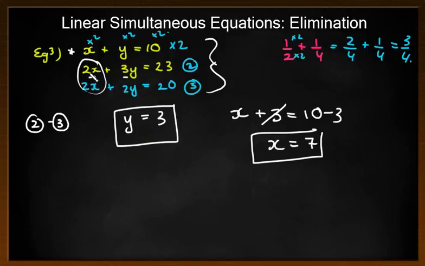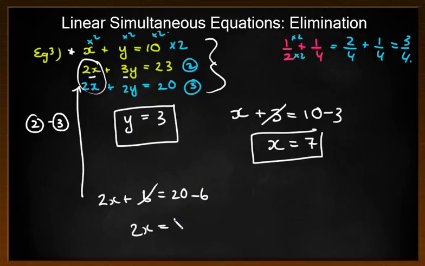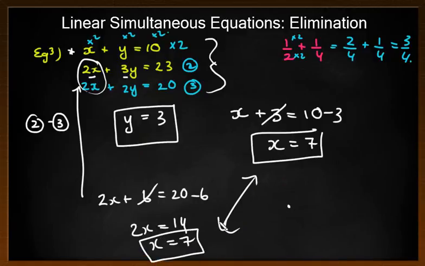We could use a second or a third one, as I said. Look, if I use the third one, let's just make sure it still works. We've got 2x plus 2 times 3 is 6 equals 20. I'm going to subtract this 6 across. 2x equals 14. x equals 7. Once again, you can see that they are the same solutions. I'm going to finish off by saying, therefore, we've got 7, 3, and that's my coordinate, or my point of intersection of the two graphs.